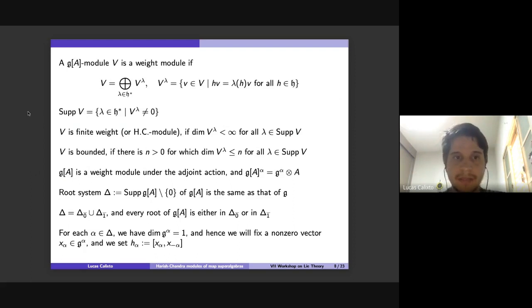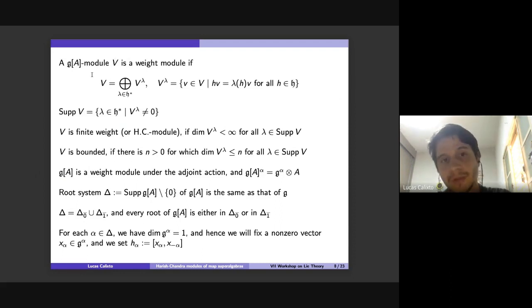Okay, so now that I have introduced the algebra object, I want to talk about the representation theory of this. So let me introduce these Harish-Chandra modules, which appear in the title. First I say that a GA module V is a weight module if V is a weight module when I look at the action of G. Remember that G is a subalgebra of GA, as I said before. So every GA module can be viewed as a G module. That's what I'm doing: I'm just looking at this V as a G module.